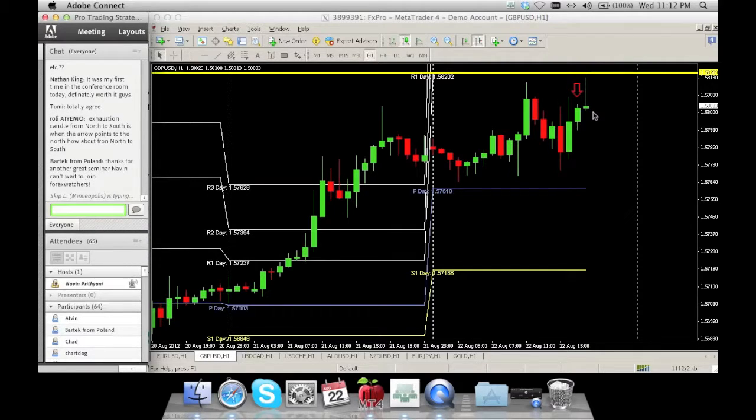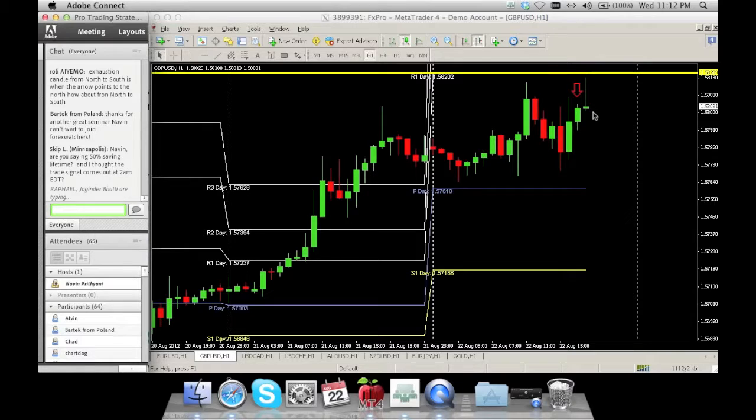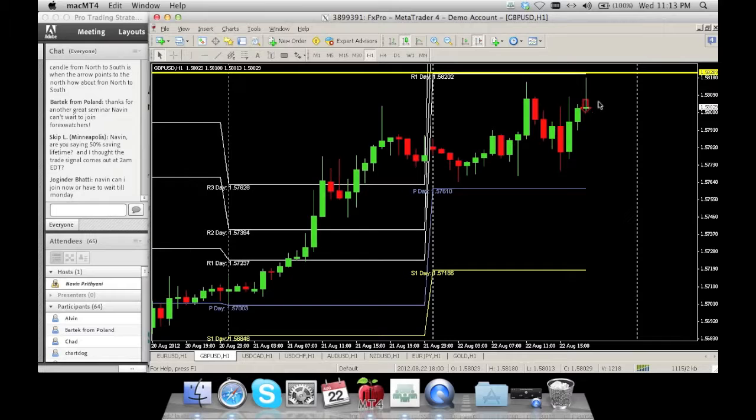Rolly, exhaustion candle from north to south is when the arrow points to north. How about from north to south? Okay, yeah. Rolly, sorry about that. Let me show you. This is an exhaustion that tells you the market wants to go down. You obviously have to wait for a candle to close, but something like this. This tells you it's in an uptrend and it wants to turn around and go down.